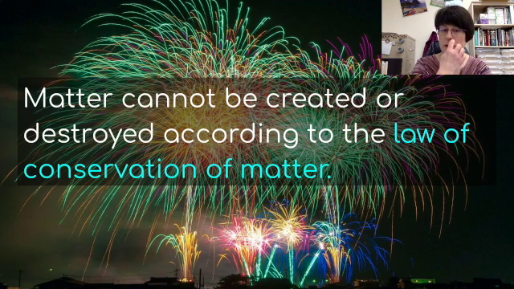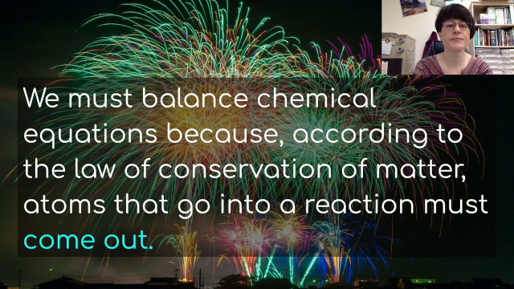So the first thing we have to talk about is the fact that matter cannot be created or destroyed according to the law of conservation of matter. That's something we have talked about before and you've learned in other science classes. Because of this, we must balance chemical equations because according to the law of conservation of matter, atoms that go into a reaction must come out. And as a model for a chemical reaction, we have to obey the law of conservation of matter.